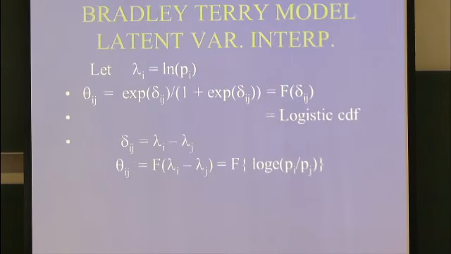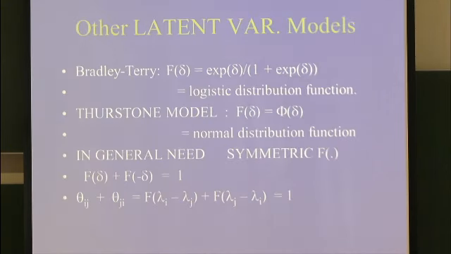But this has a latent variable, or a utility interpretation. If we let lambda be the log of the p's, then our theta ij is in fact given by the logistic distribution function with an argument which is the difference in the logs of the p's. That was not the first model. Thurstone used the normal distribution instead of the logistic back in the 20s. In general, what we need is some symmetric distribution to define a model.